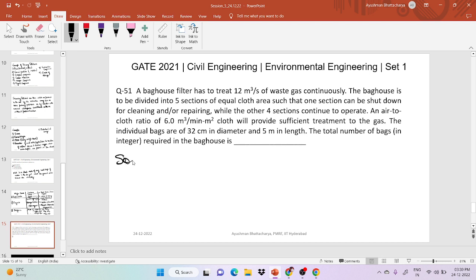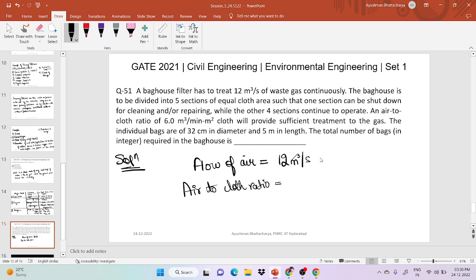So in this question, they are asking for the total number of bags required in the bag house. The flow rate they have mentioned is that they are treating 12 meter cube per second of waste gas continuously. So flow of air is 12 meter cube per second, and the air to cloth ratio they have mentioned is 6 meter cube per minute per meter square.